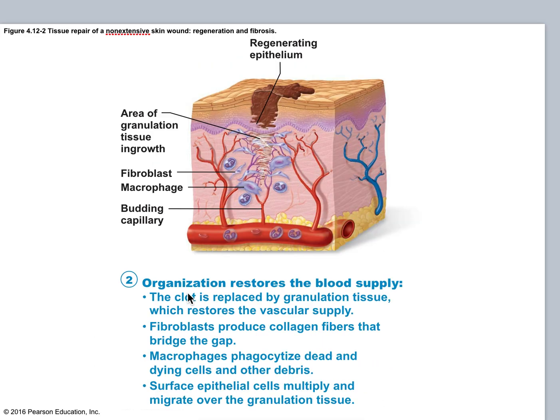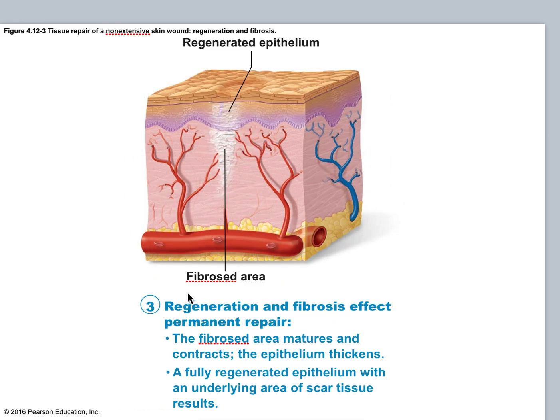The second stage is organization. The blood clot that was formed earlier is now replaced by granulation tissue, which restores the vascular supply. Fibroblasts come in there and start producing collagen fibers and closing in the gap made by the cut or the opening. Macrophages phagocytize dead or dying cells and other debris. Epithelial cells multiply and migrate over the granulation tissue. And the final stage is regeneration and fibrosis, which effect a permanent repair. So the end result is a permanent repair.